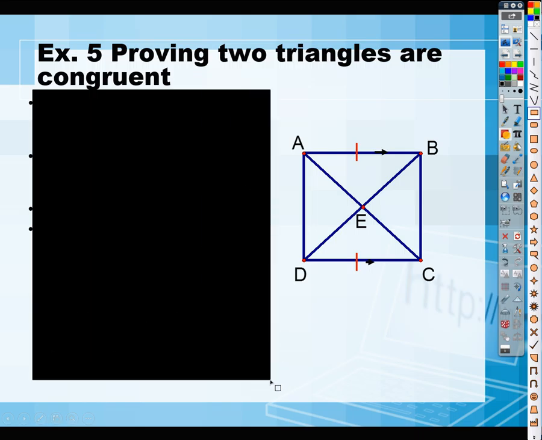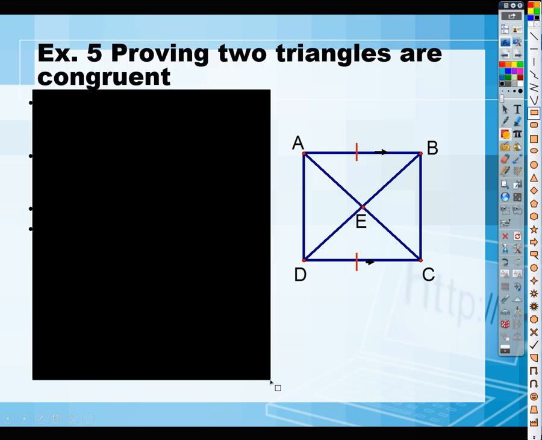So take a second and think about this now. We want to prove two triangles are congruent there. And there's actually more than one pair of triangles we could prove congruent. But let's just take the top and the bottom ones. Yep. Angle EAB is congruent to ECB.